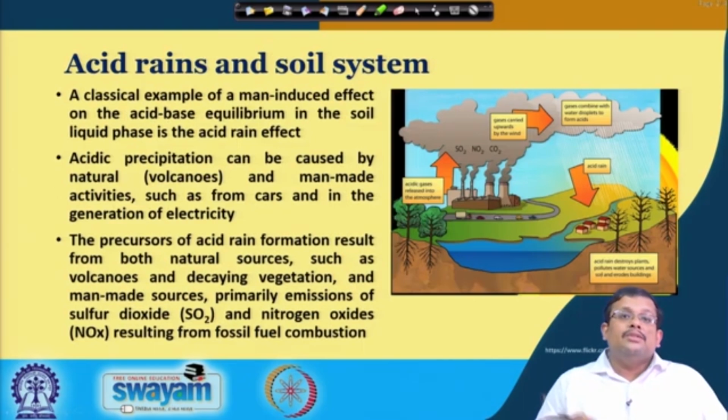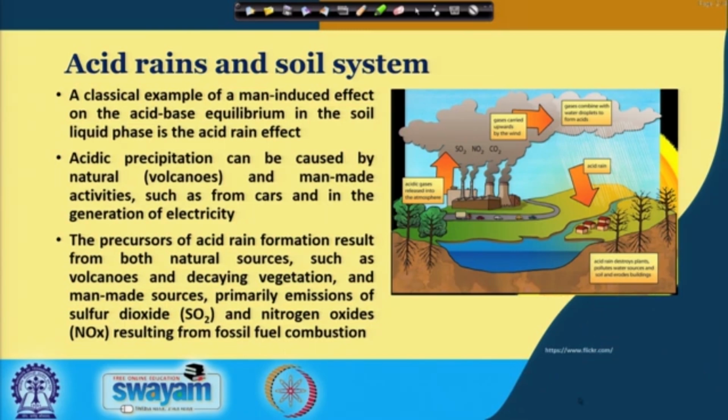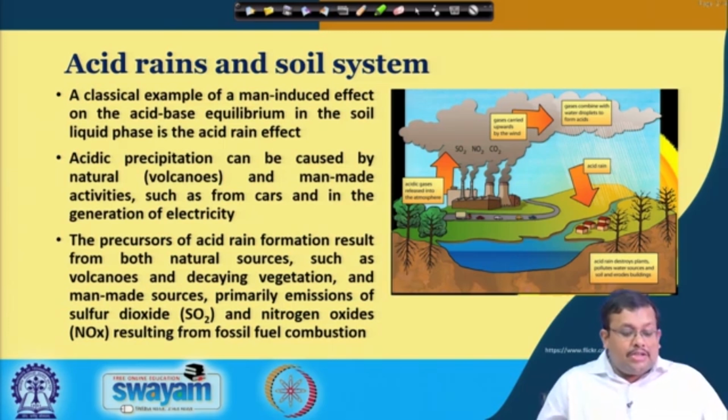So, today we are going to start with acid rain, a detailed discussion about acid rain and how it interacts with the soil system, and what the relationship is between acid rain and the soil system. A classical example of man-induced effect on the acid-base equilibrium in the soil liquid phase is the acid rain effect. We have already briefly talked about the acid rain effect in our previous lecture.